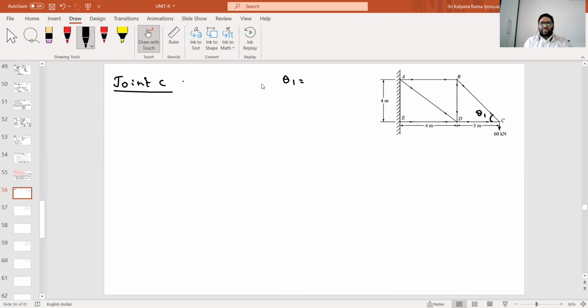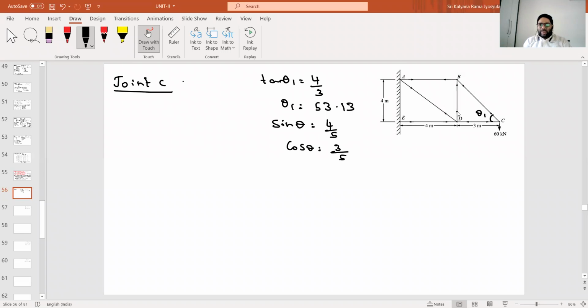Tan theta 1 is equal to 4 by 3, so theta 1 is equal to tan inverse 4 by 3, that is 53.13 degrees. Sin theta is opposite side by hypotenuse, 4 by 5. Cos theta is equal to 3 by 5.